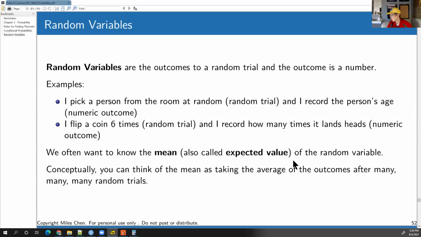Okay, we got to talk about random variables. We got about 15 minutes to get this in. I think we can do it. Okay, so we've been talking about probabilities, random events, and things like that.